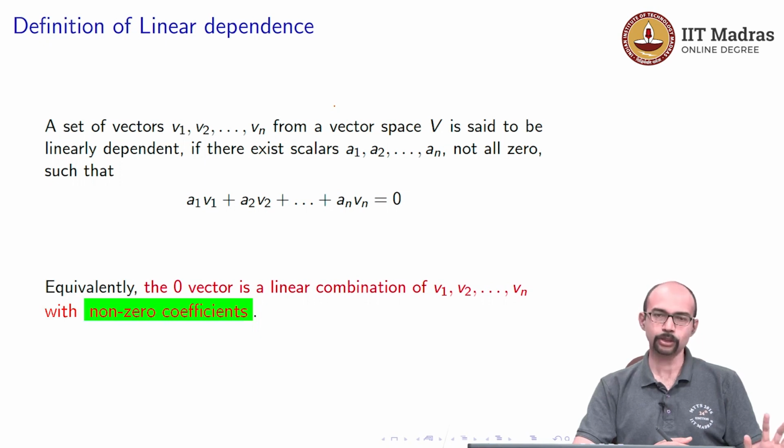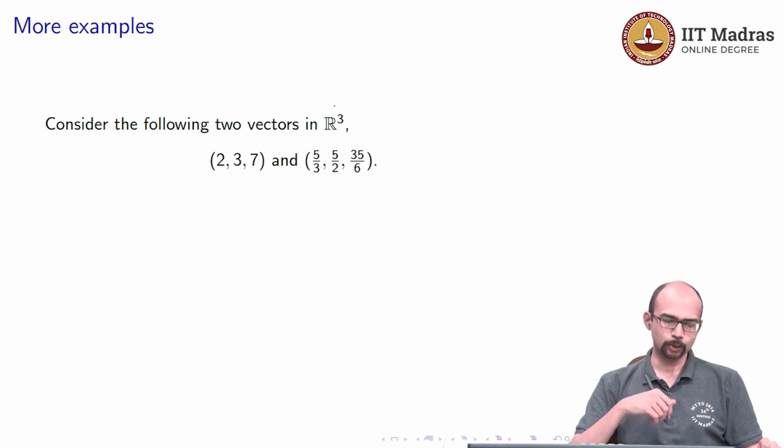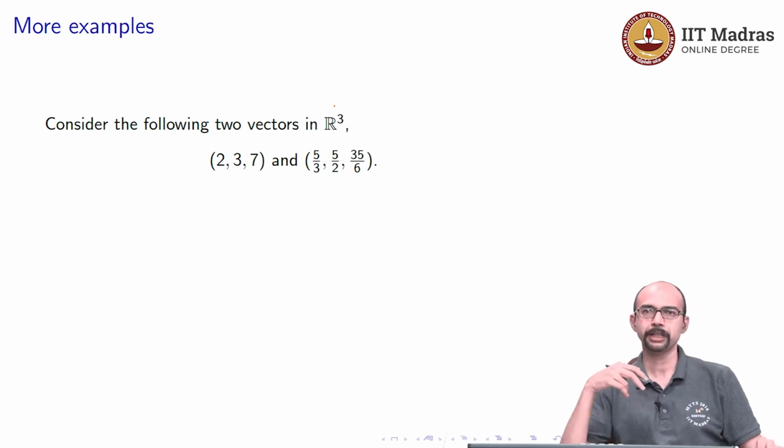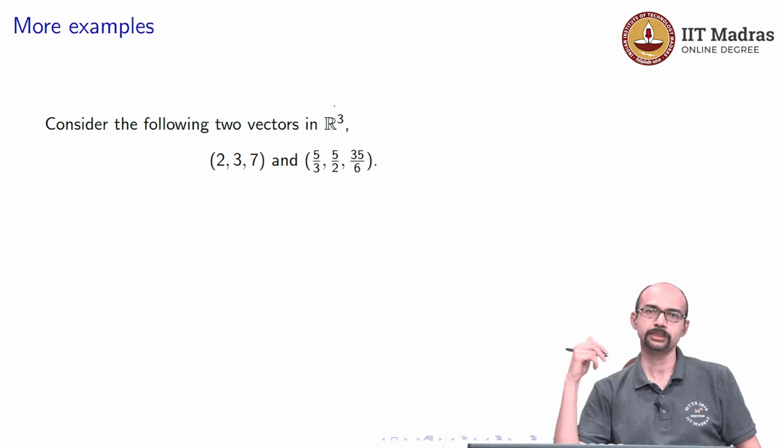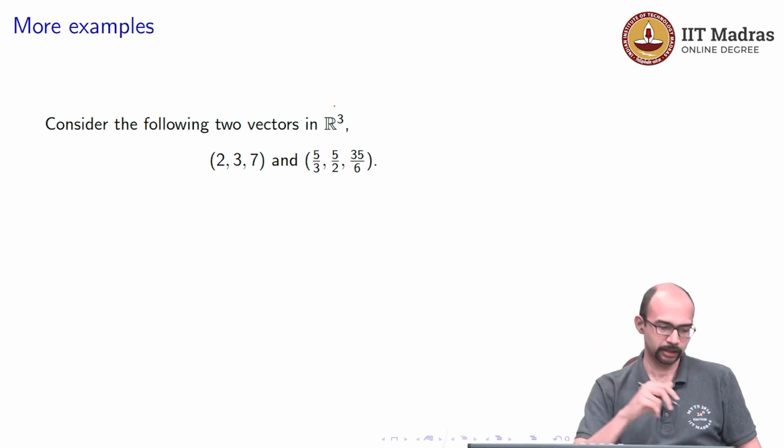Meaning, when I say with non-zero coefficients, that means some of the coefficients are not 0. We don't need to say that all coefficients are non-zero. Some non-zero coefficients. Fine. So just to jog our memory, in the first three examples we did, the two examples in R2 and the third one in R3, the three vectors we had were linearly dependent. That is what we saw, because we could write 0 as a linear combination of these three vectors where the coefficients were non-zero, meaning not all of them were 0.